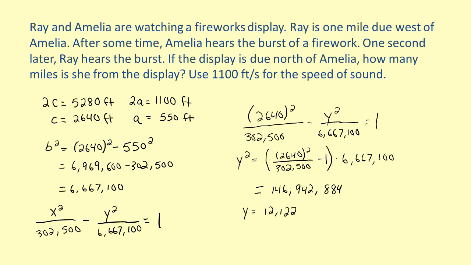Taking the square root, we find that y equals 12,122. We've found y, but the distance is currently in feet. The problem asks us to find out how many miles Amelia is from the fireworks. To do this, we'll divide our answer by the number of feet in 1 mile, which is 5,280. After dividing, we get that Amelia is approximately 2.3 miles from the fireworks display.